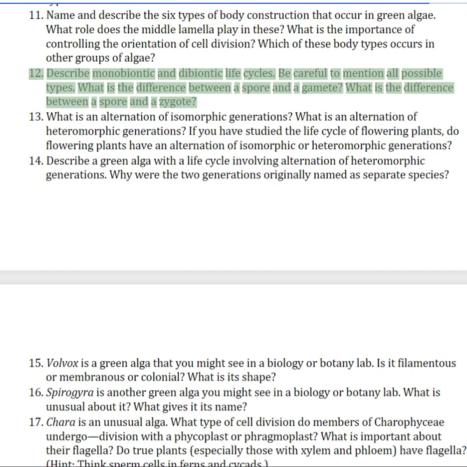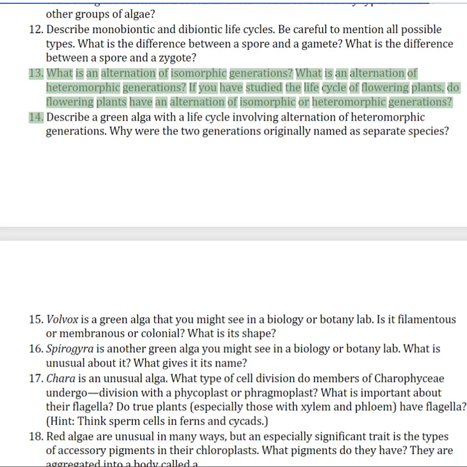Be careful to mention all possible types. What is the difference between a spore and a gamete? What is the difference between a spore and a zygote? 13. What is an alternation of isomorphic generations? What is an alternation of heteromorphic generations?